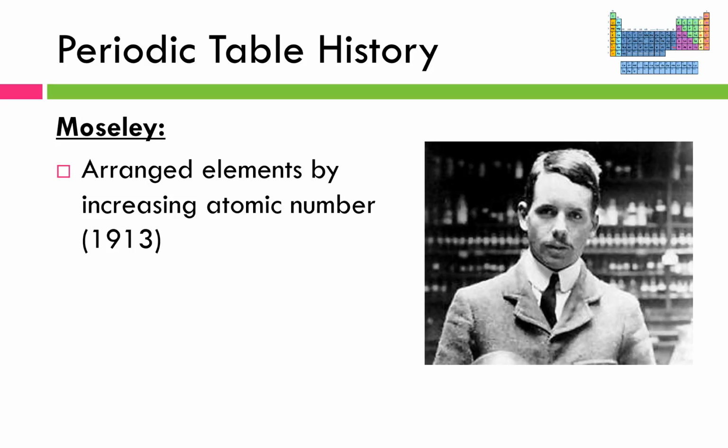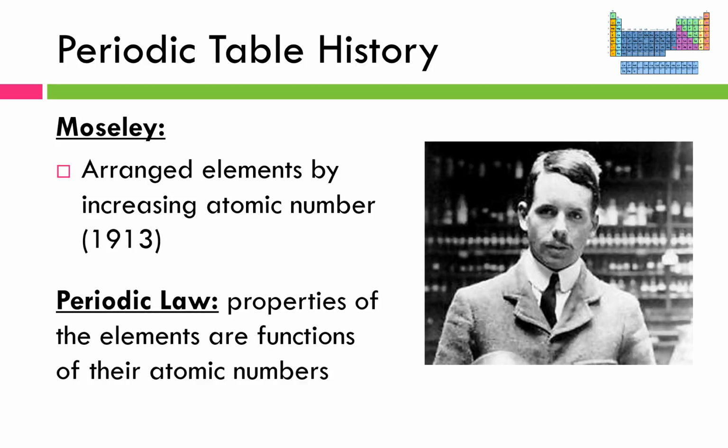He found that when he arranged by increasing atomic number, you got to what's called the periodic law, which basically just means that properties of the elements are functions of their atomic numbers. And that's just the way the modern periodic table is arranged, in order of increasing atomic number. And we have kind of kept Dmitry Mendeleev's idea of keeping elements of similar properties grouped together. And really, as we study the periodic table, hopefully you see how all of this fits together.